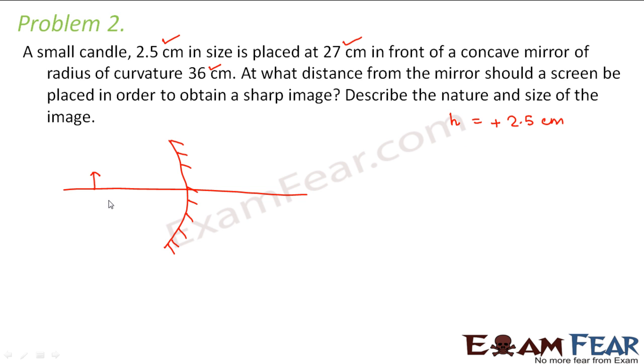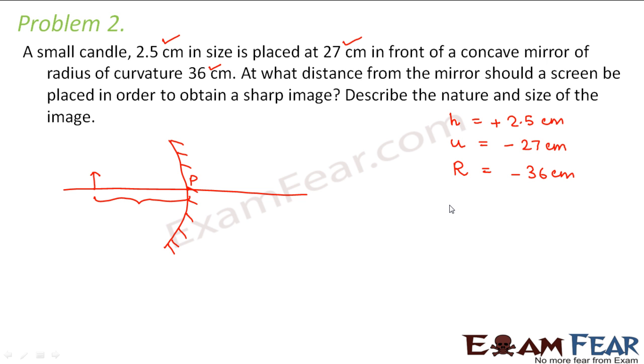And it is placed at 27 centimeters in front of the concave mirror. That means the object distance is 27 centimeters. It is on the left hand side of the pole. Therefore it is negative. The radius of curvature is given as 36 centimeters. So the radius of curvature for this sphere will also fall on this side. So this would be negative, right?